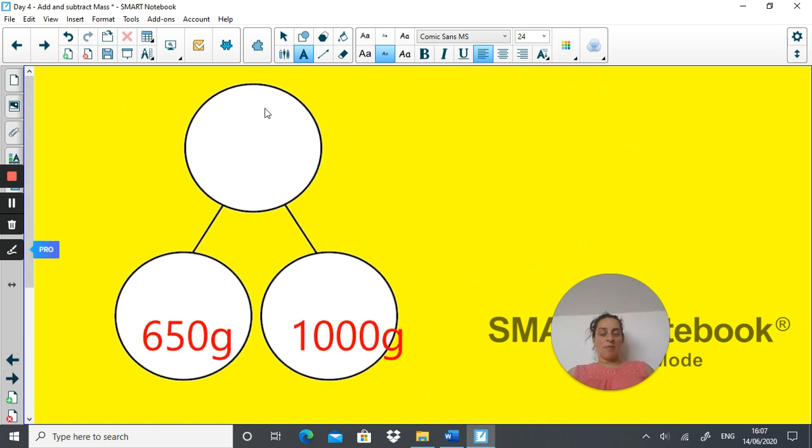Let's try this one. Remember the relationship between all of these, okay? What's the relationship between all of these? What should go here? This is the sum. You add these two together. So 1,000 plus 650 equals 1,650 grams. Good job.